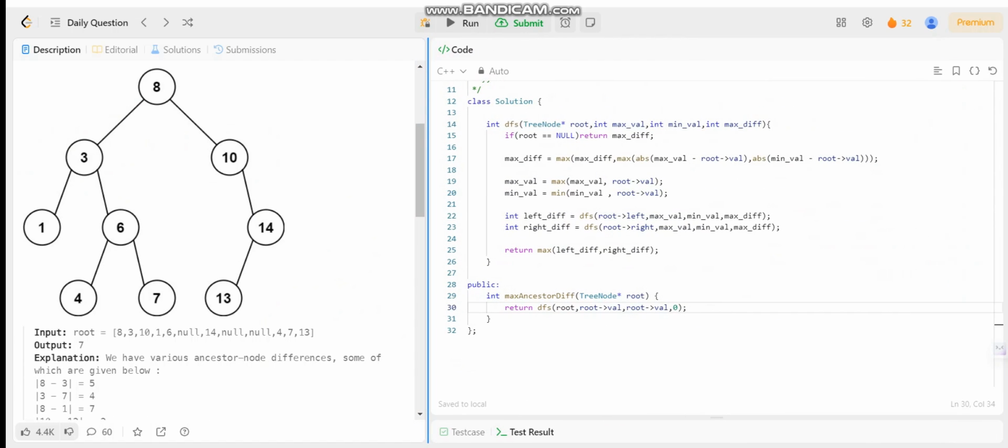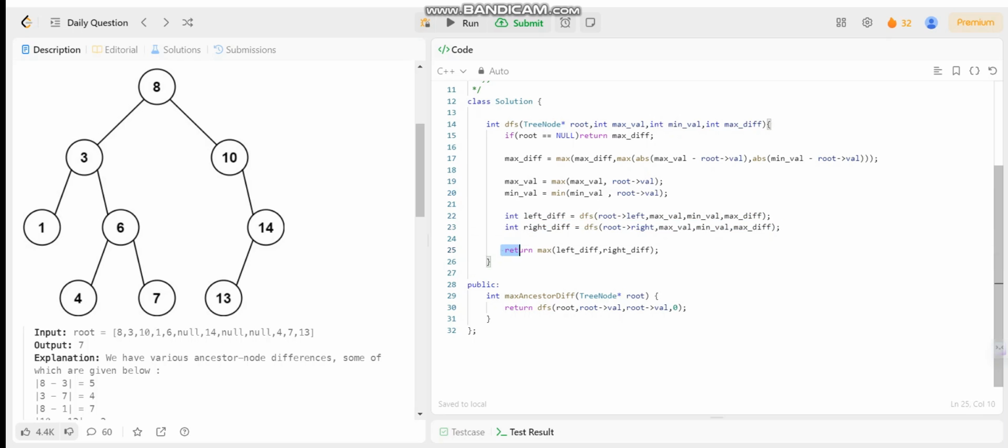This is the code I've written. As I said, initially there are no ancestors for the root node, so the minimum and maximum till now will be the root node only, and after that we can iterate. We can update the maximum difference by considering the difference between the maximum value and the minimum value, and after that we can update the maximum and minimum values, and we can go to left and right.